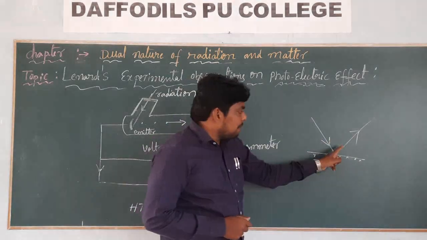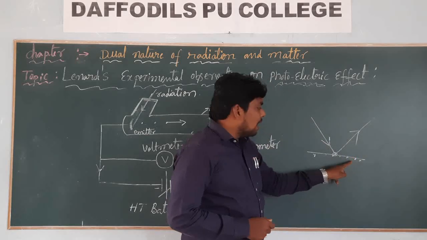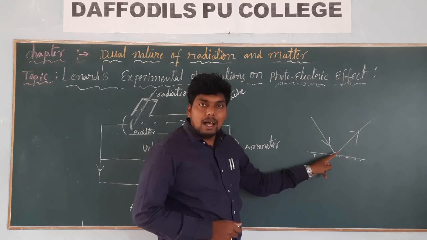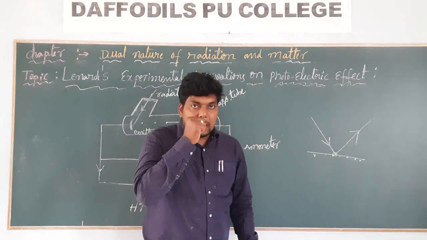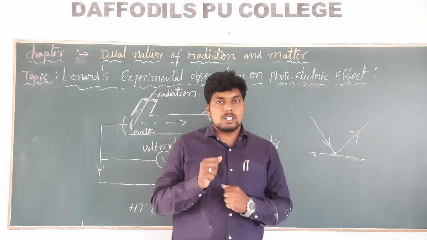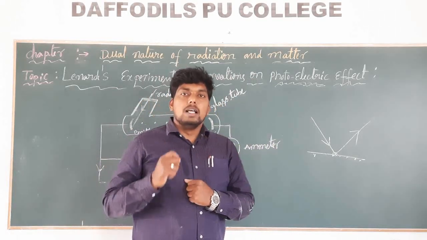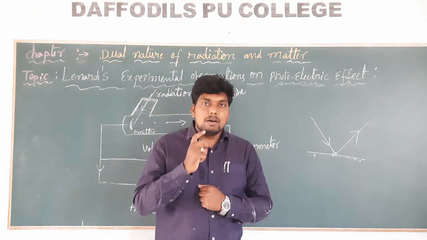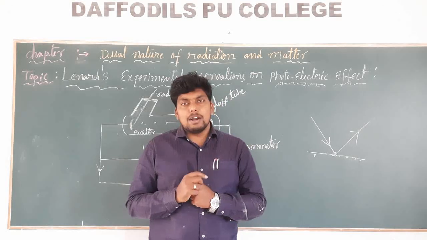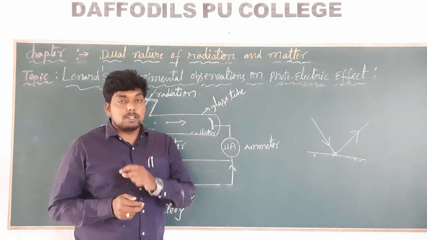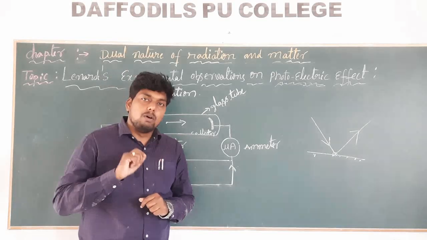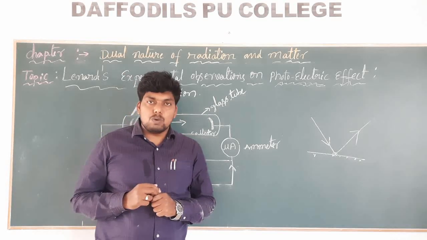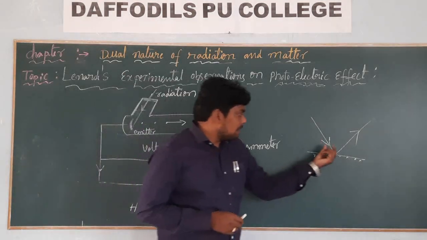It is the phenomenon of emission of free electrons from the metal surface when radiation of suitable frequency falls on the metal surface. In the last video class, yesterday's class, I explained threshold frequency and work function. Threshold frequency is the minimum frequency of incident radiation. Below that, you cannot observe any photoelectric effect, meaning there will be no emission of free electrons from the metal surface. The minimum frequency of incident radiation is the threshold frequency. Just remember this.